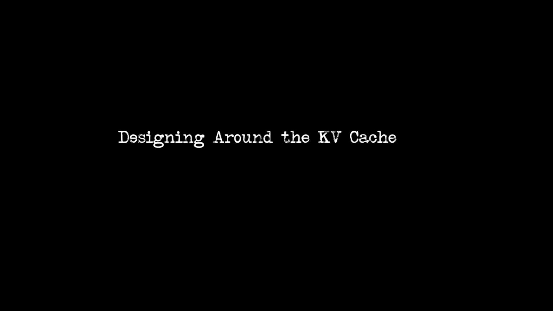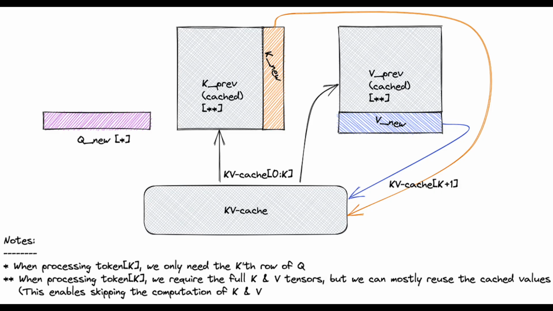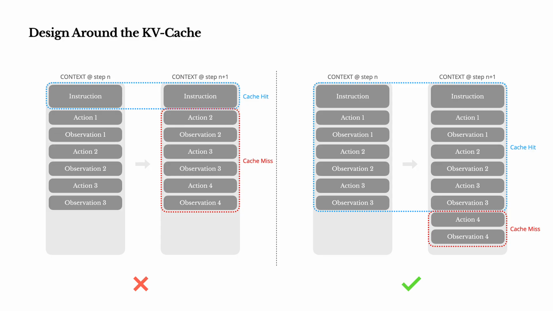The first one is designing around the KV cache. All modern LLMs use something called the key-value cache, also known as the KV cache, because it saves the computations from earlier parts of the conversation, so that the model doesn't have to compute everything each time. But for that to work well, your context must be stable. Even a tiny change like adding a timestamp or changing a white space can break the cache and make the model recompute everything from scratch.